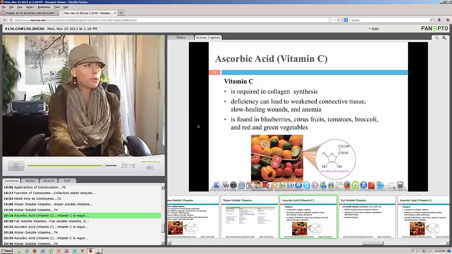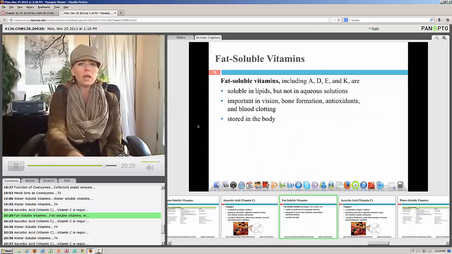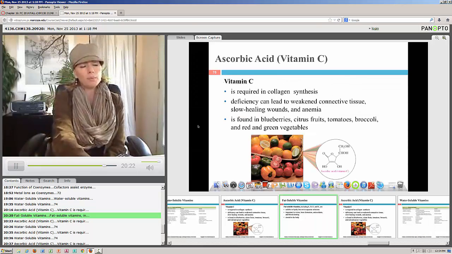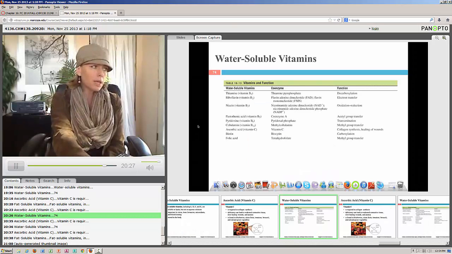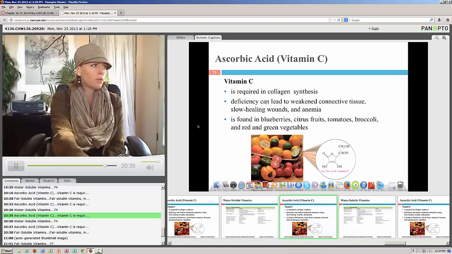One of those water-soluble vitamins is vitamin C, okay, and that's probably one of the big stars of the water-soluble vitamins. But also pay attention to the fact that all of the B vitamins are considered water soluble. You've got biotin and folic acid that are also water-soluble vitamins.